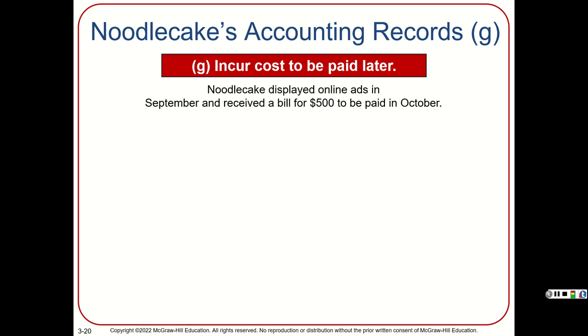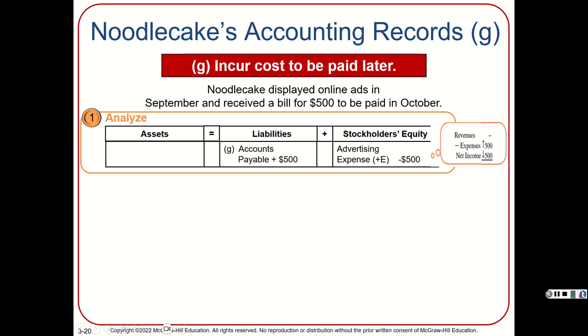Incur a cost, but you're going to pay it later. This is similar to your online ads, your utilities, different kinds of items that you are going to be billed for next month. So the company displayed some online ads in September and will receive the bill of $500 to be paid in October.